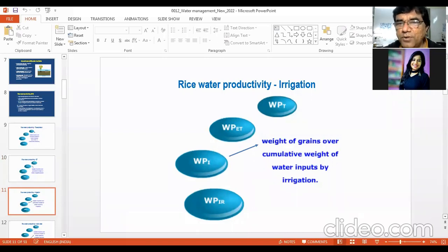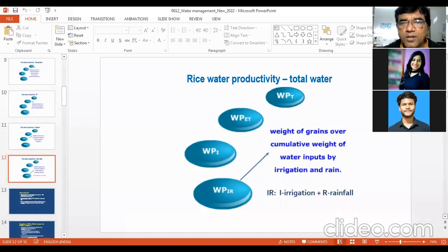Now you see WPI, rice water productivity with respect to irrigation. So weight of grains over cumulative weight of water inputs by irrigation. Here you do not include water that has come through rainfall. Just you consider the quantity of water coming through different irrigations and divide the yield by that quantity of water.